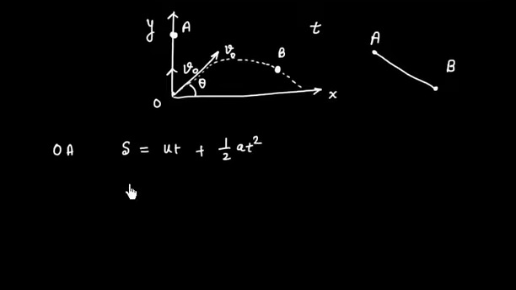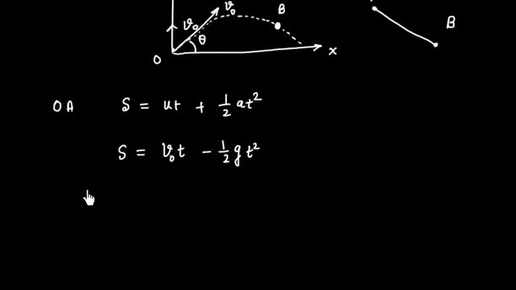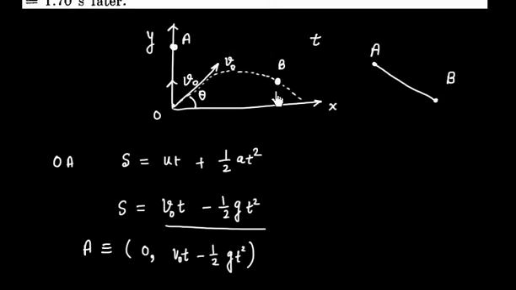Now the distance we have to calculate is S. Initial velocity is given to you, that is v0. Time is also given, and the acceleration is negative in this case, so we have to write minus half g. So the coordinate of A is, now the x coordinate is 0, and the y coordinate is this value, that is v0 t minus half g t square.